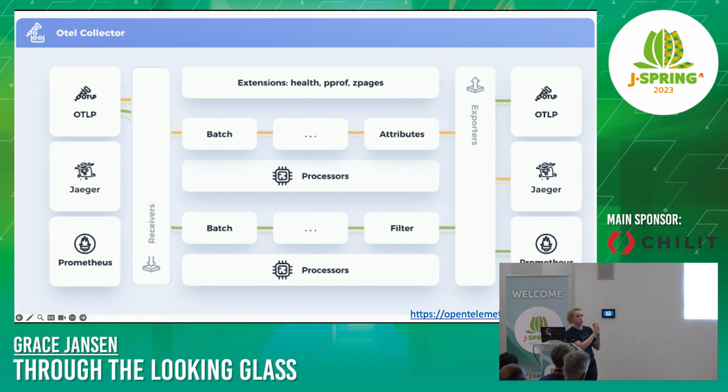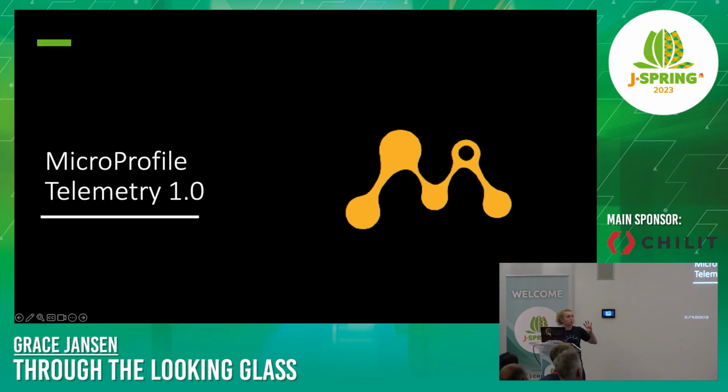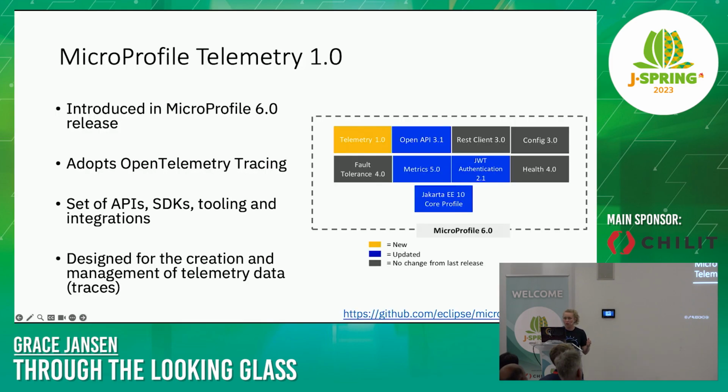We would recommend that you do look into utilizing the OpenTelemetry collector if you are going to make use of this. In order to make use of this, you can use MicroProfile Telemetry. This is an implementation of OpenTelemetry. It's a brand new API that's been introduced only recently into MicroProfile in the latest version, MicroProfile 6. You can see it's the only new API that's been introduced in this one. As I said, it adopts OpenTelemetry tracing.